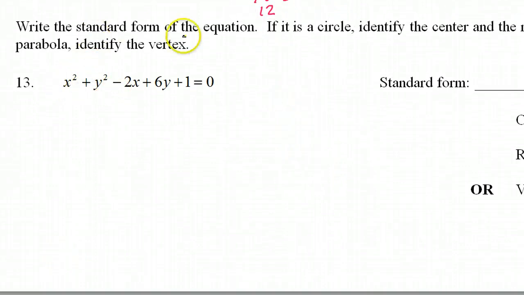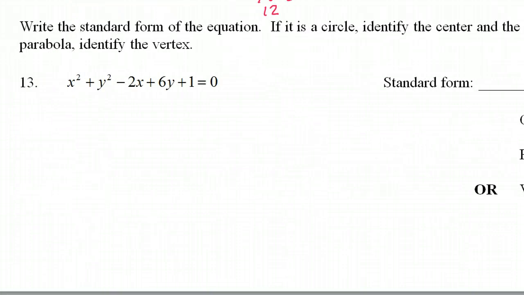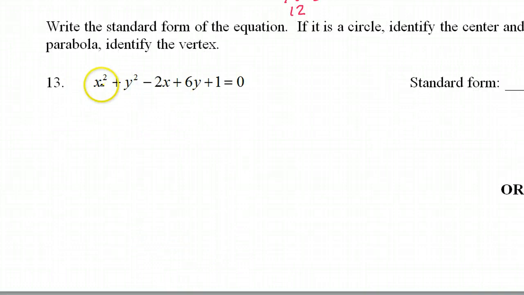Alright, we're supposed to write the standard form equation and then say some stuff about it. They're not telling us up front whether it is a circle or a parabola. That's why, if it's a circle, then we'll do center and radius. If it's a parabola, we'll state the vertex. At a glance, you know this is a circle because it has both x squared and y squared. So it's a circle. To write it in standard form, we're going to have to complete the square.